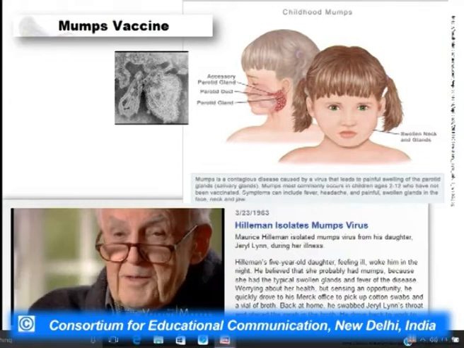So, as you can see, mumps is a contagious disease caused by a virus that leads to painful swelling of the parotid gland. Parotid is a type of salivary gland. Mumps most commonly occurs in children between the ages of 2 and 12 who have not been vaccinated. Symptoms can include fever, headache, painful swelling, and swollen glands in the face, neck and jaw. As you see, it is totally afflicting the salivary gland, so naturally there is a lot of pain in the mouth and on the sides.